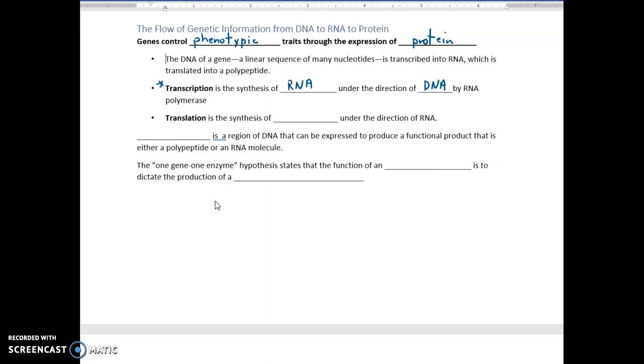And RNA is made by RNA polymerases. When we synthesized DNA, we used a DNA polymerase. So to make RNA, it's an RNA polymerase. The other word we want to look at here is translation. Translation is the synthesis of proteins.